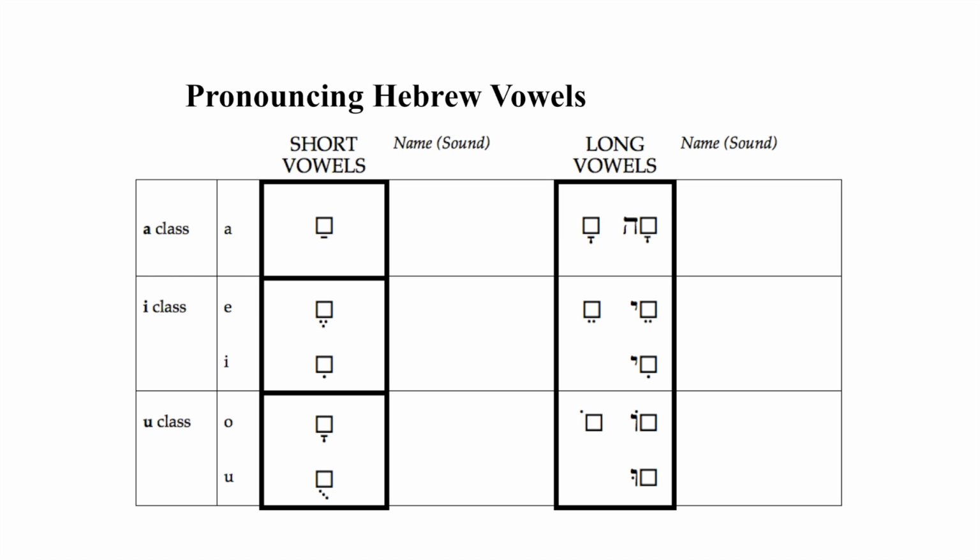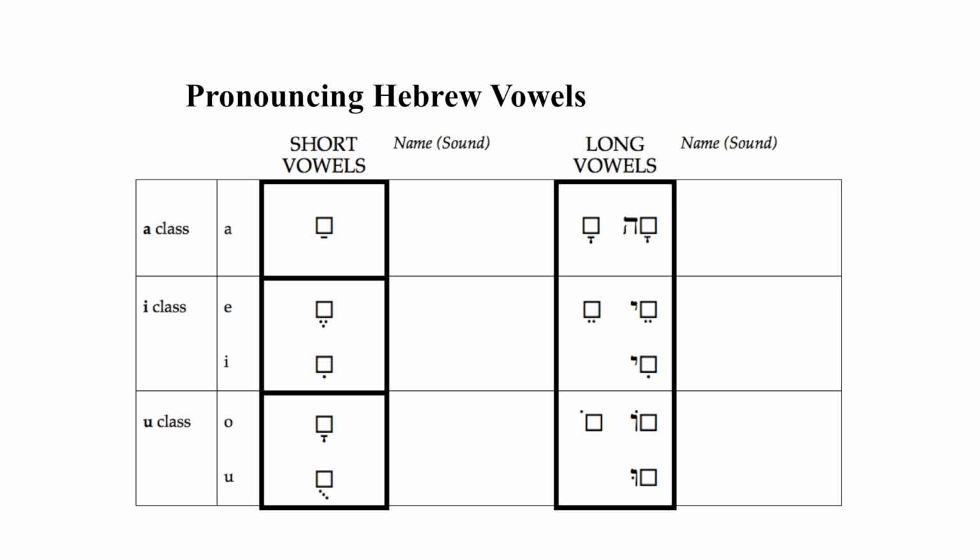Same thing with U-class vowels. A short O and a short U can, in certain contexts, be interchangeable. And if you're given a little bit of heads up about that for the future, that will help when we get to those later discussions. So A-class vowels, I-class vowels, U-class vowels comprise the vocalization system for Hebrew, and you get the same A, E, I, O, and U that you get in English, both short and long.